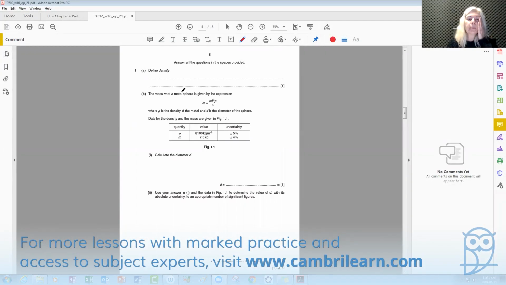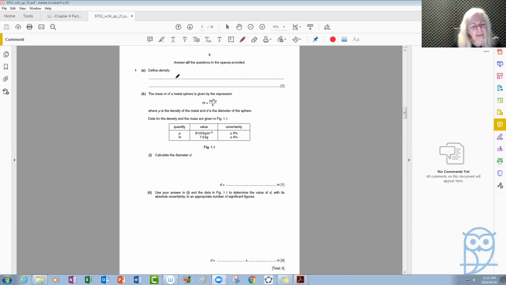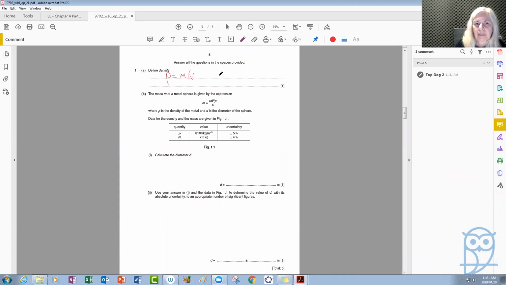Well, we have this problem about density, which you asked us to do. All right, define density, obviously. Density, rho equals m over v, mass per volume. So the definition of density is that it's equal to mass per volume.